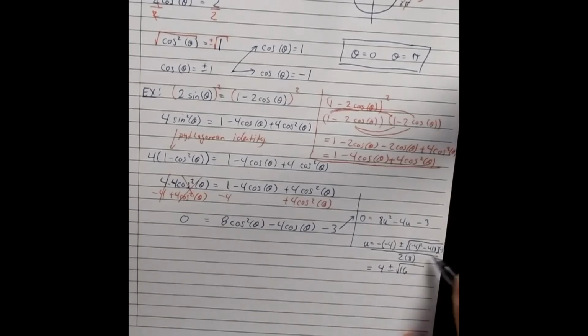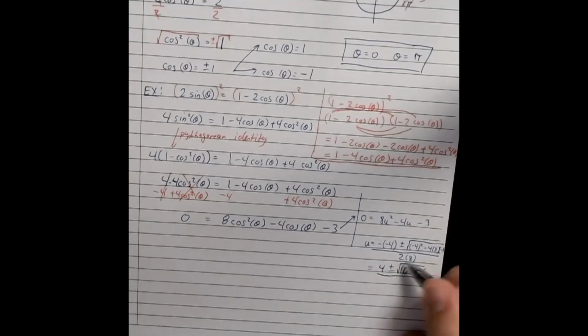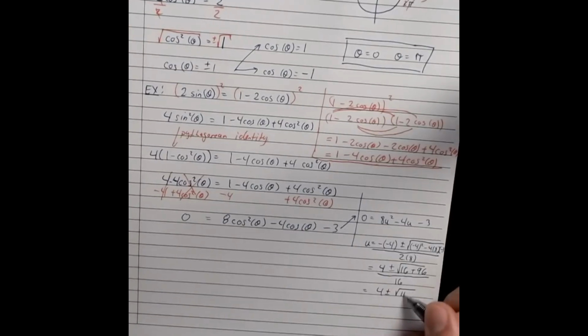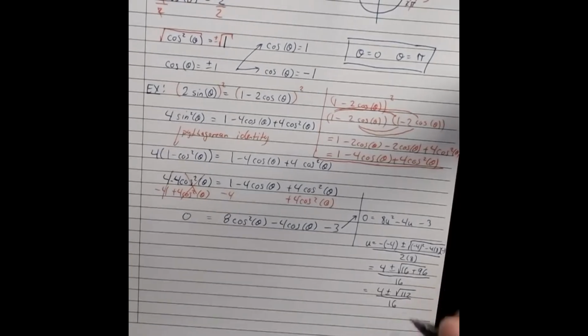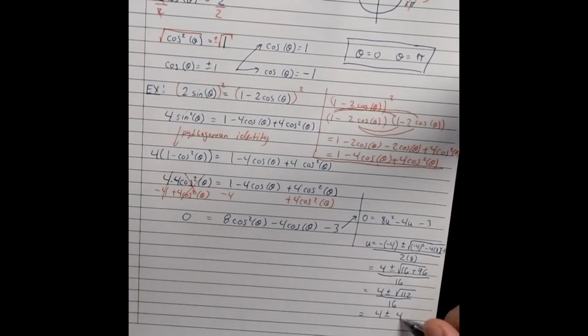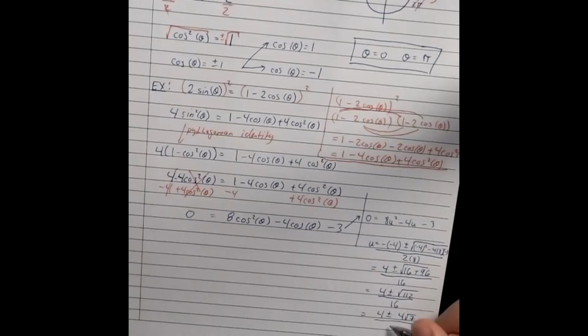Here, these are both negatives. Negative 4 and negative 3 make positive 12. Positive 12 times 8 is positive 96. And our denominator, 2 times 8, is 16. You can add those together, and that would give you plus or minus the square root of 112 over 16. But now this can be factored out some more. After all, the square root of 112 can be written as 4 root 7, so we have 4 plus or minus 4 root 7 over 16.